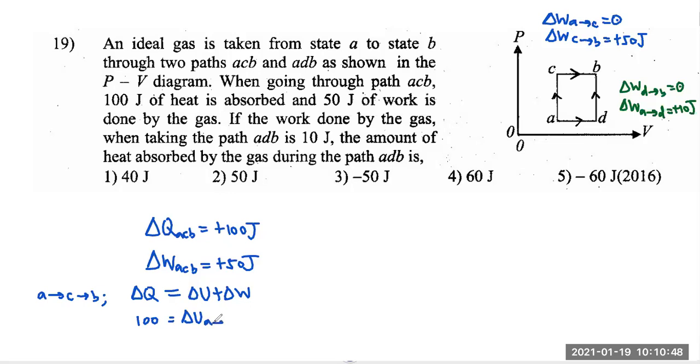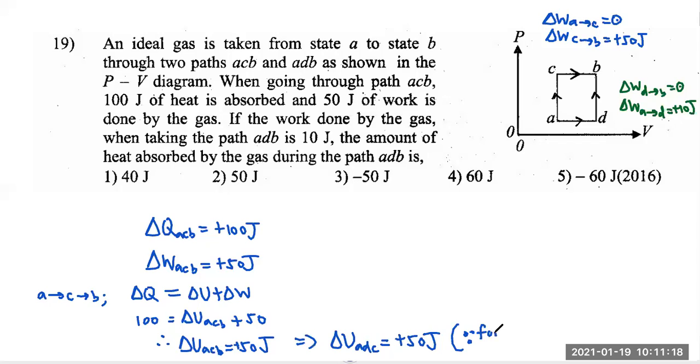Delta U from A to C to B, I'll put delta U ACB, plus delta W, which is 50. So delta U ACB is equal to plus 50 joules. If delta U ACB is 50, delta U ADB should also be plus 50. Hope you all can agree with me on that. Why is that? Because for both processes, where do we start?